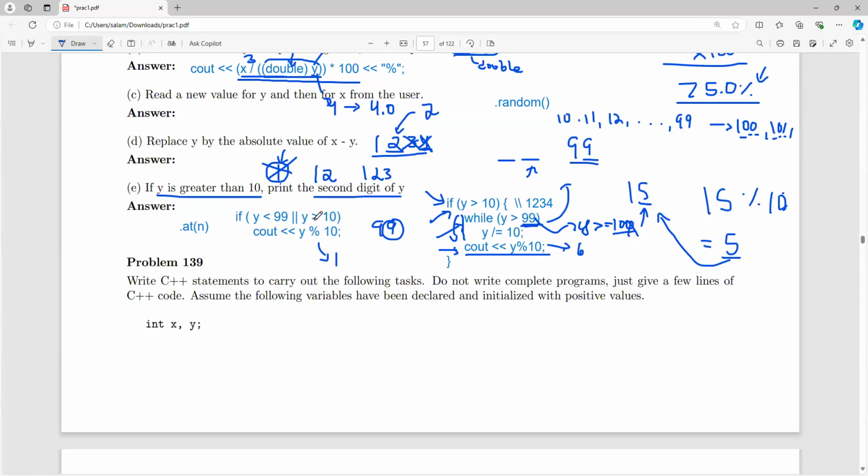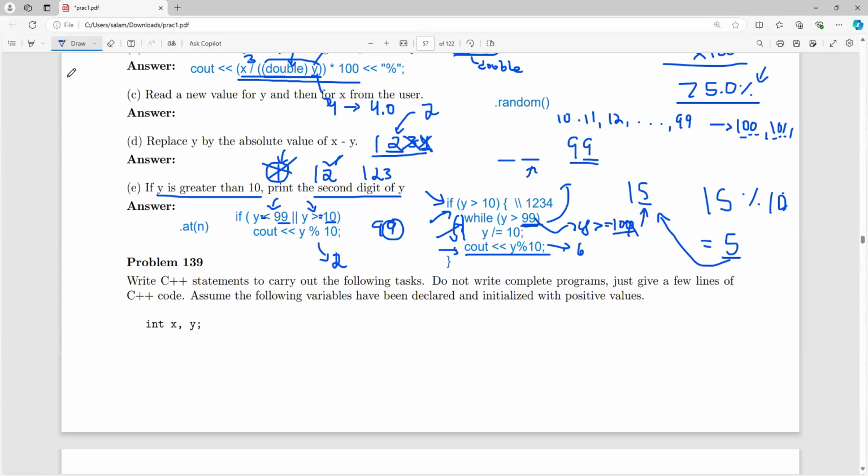Is 12 less than 99? Correct. Right off the bat, because it's less than 99, the entire statement is true, but let's check the second part. Is y also greater than 10? Correct. We could also have less than or equal to, because remember, 99 and 10 also count as 2-digit numbers. But for this 12, yep, the second digit is 2, print out y mod 10. This is going to print out 2. So it works. Checks out.